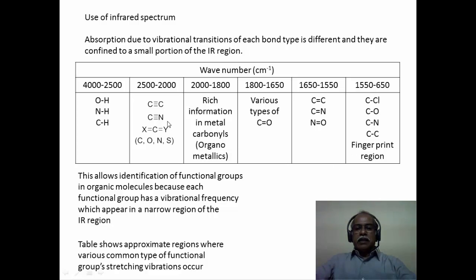So these 6 regions allow one to identify functional groups in an organic molecule because each functional group has a vibrational frequency which appears in the narrow region of the infrared spectrum. This table essentially shows the approximate regions where the various types of organic functional groups stretching vibrations occur at different locations in terms of the various regions that are identified here.